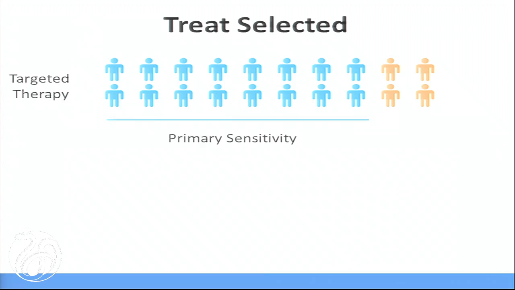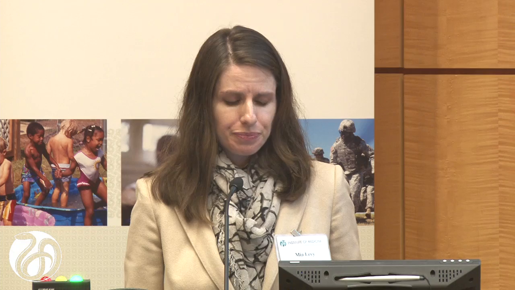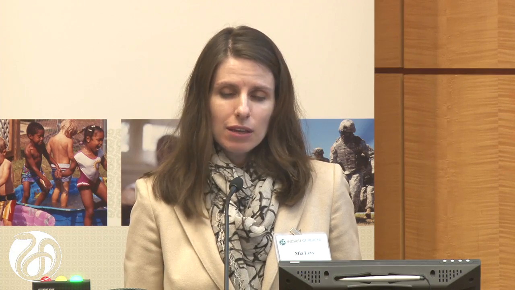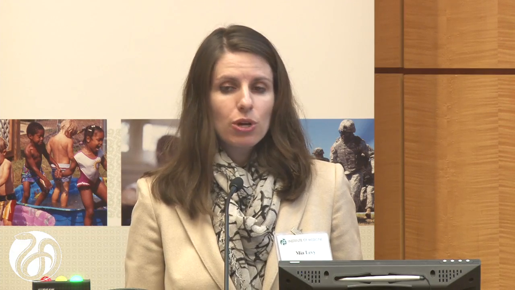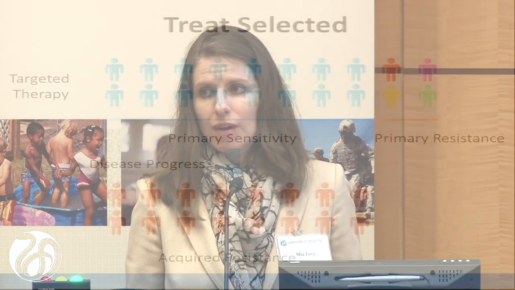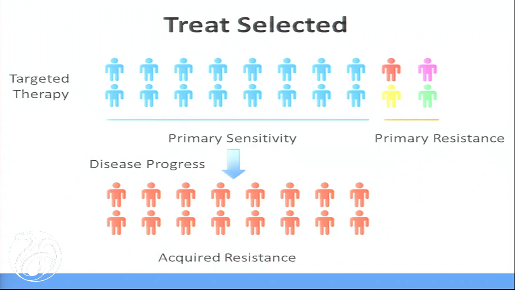And those who are responding in the first-line setting we call as having primary sensitivity to the drug. Unfortunately, it is still not a panacea. There are still some primary resistance to those medications in a smaller population, and we're finally beginning to understand some of the diverse mechanisms whereby resistance in the primary setting can occur. Unfortunately, in the advanced metastatic setting, almost all of those patients will ultimately go on to have disease progression. And we call this acquired resistance to targeted therapies.